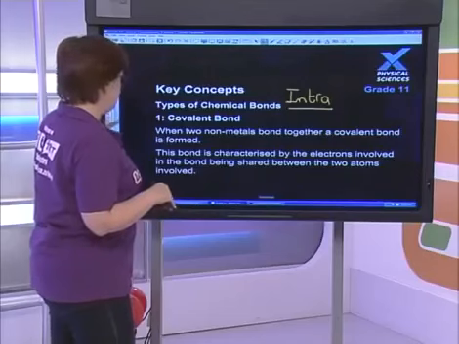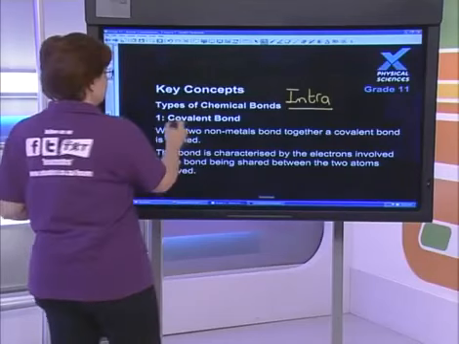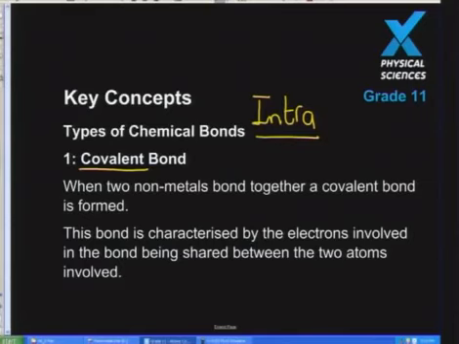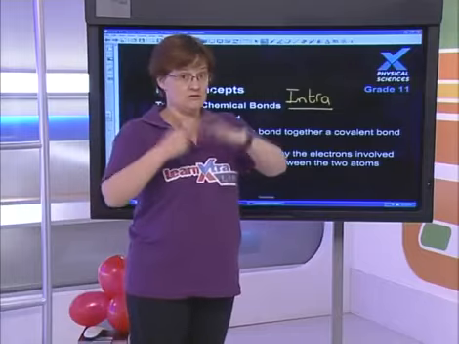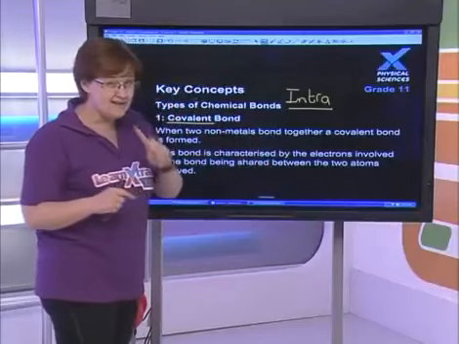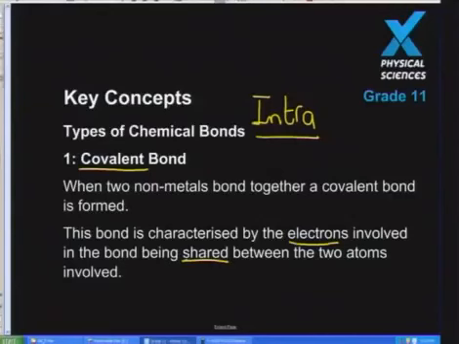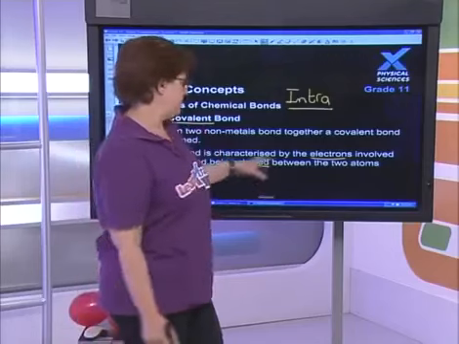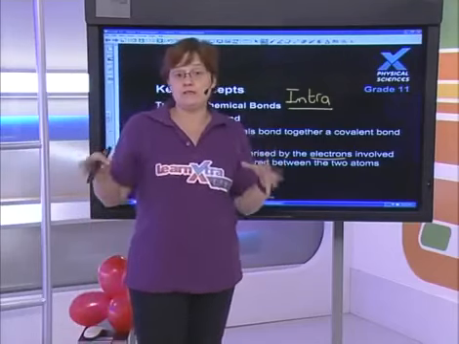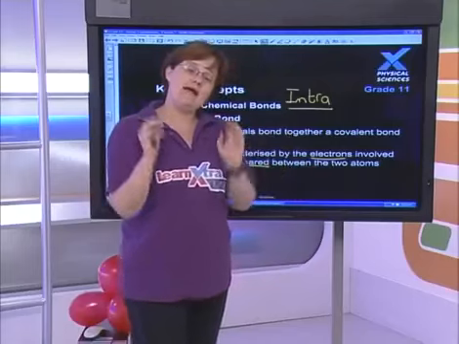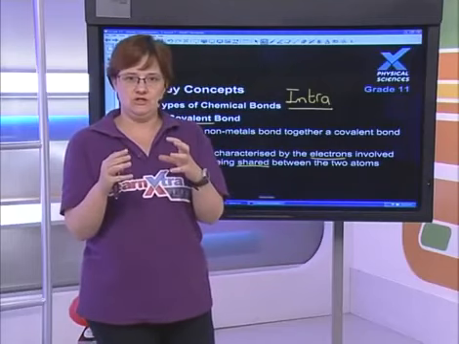Now, the first one is your covalent bond. Okay, covalent bond, this is really what we get into with shapes today. When two or more non-metals bond together, it's a covalent bond, okay? What is it characterized by? The electrons are shared between the atoms. Remember, the whole point of bonding is for our atoms to get a complete energy level.